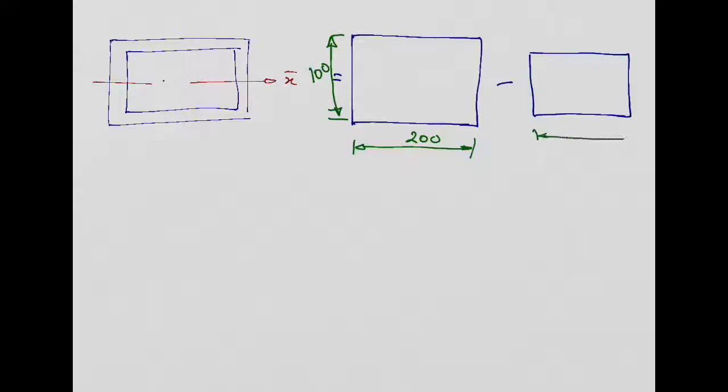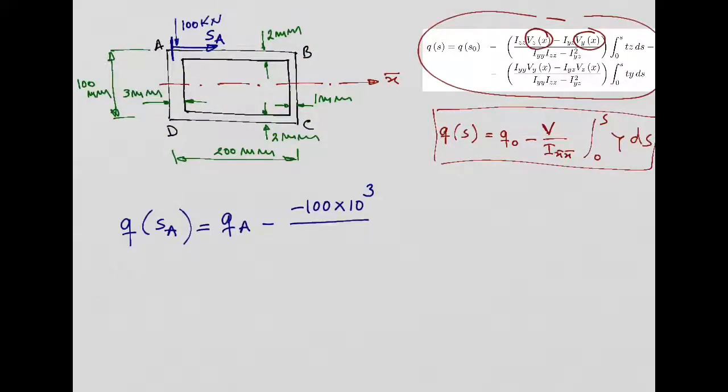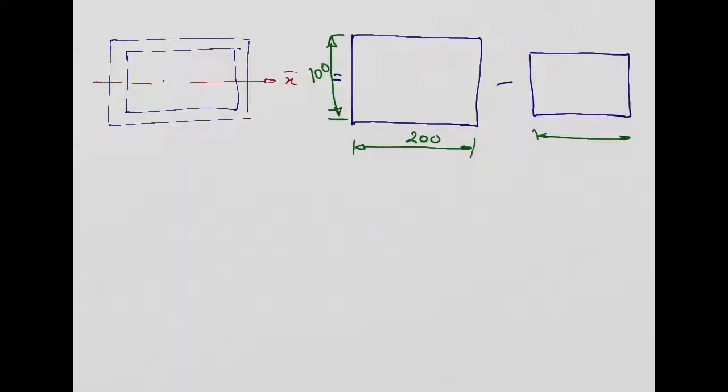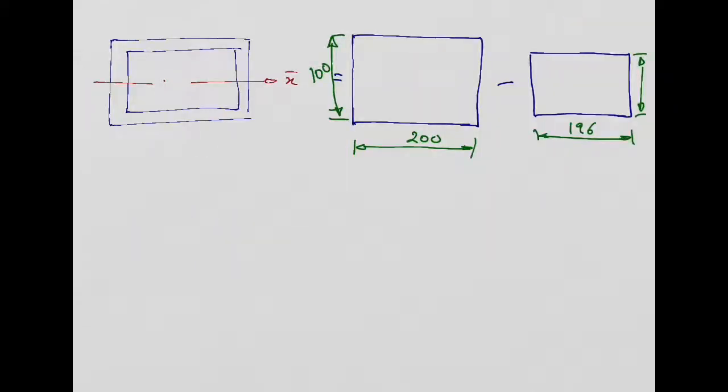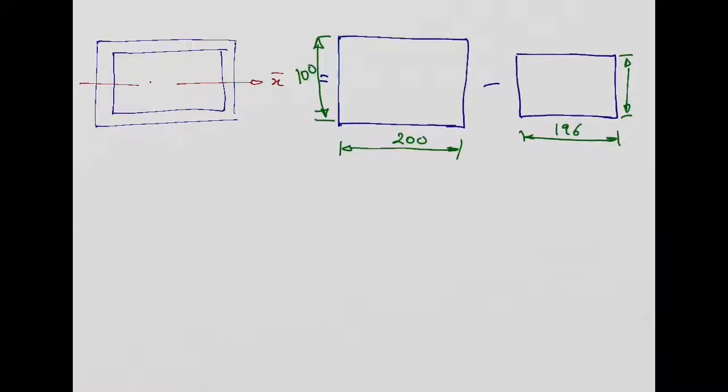So these inner dimensions are going to be 200 minus the thickness, we take 2 times 2 millimeters, so 196, right? 196. And this dimension from here to here is going to be 100 minus 2 minus 2, 96, right? You agree?